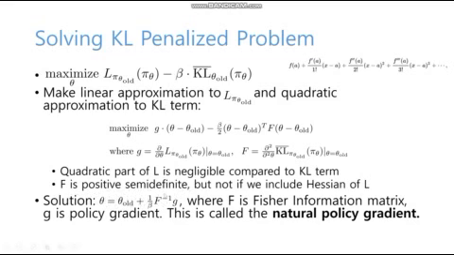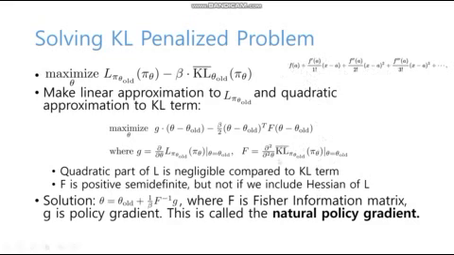Before, in vanilla policy gradient, we only had this G term, but now we have this F inverse term and one scaling factor, 1 over beta, where F is called the Fisher information matrix and G is the policy gradient. This analytic solution is called the natural policy gradient algorithm. You can think of it like a Taylor series expansion.